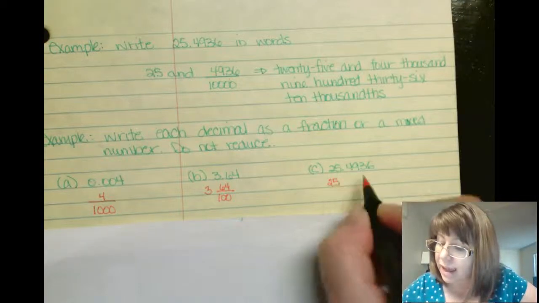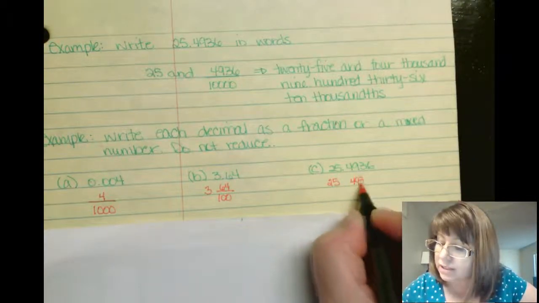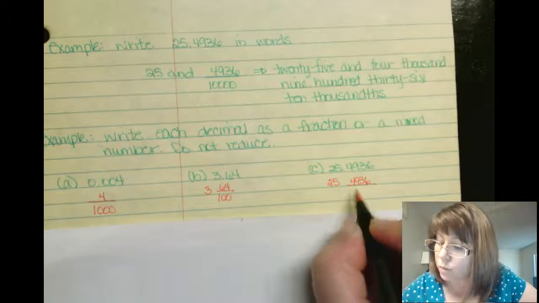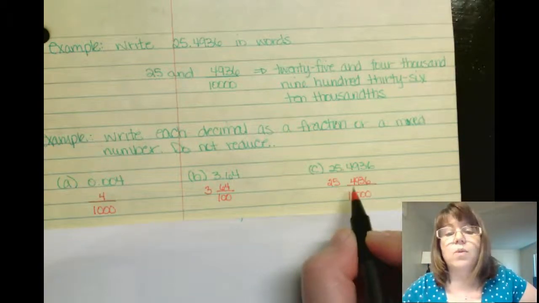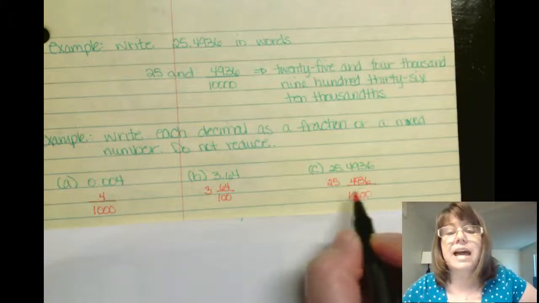Let's try it again. 25 and 4936 all over 1 with 4 zeros. 1, 2, 3, 4. So that will be 25 and 4,936 ten-thousandths.